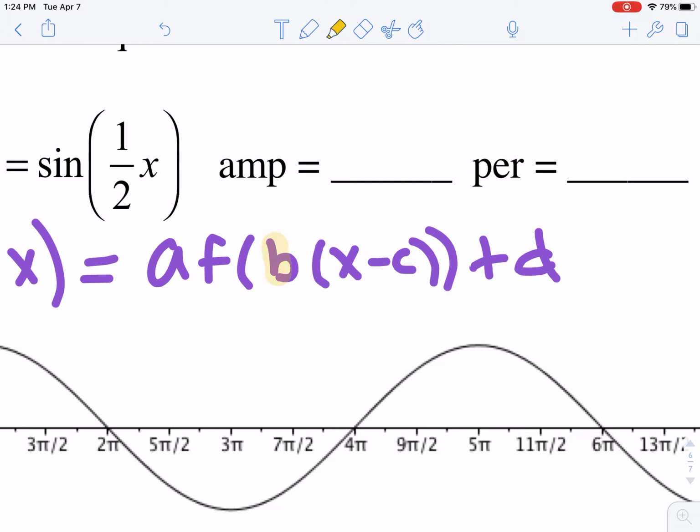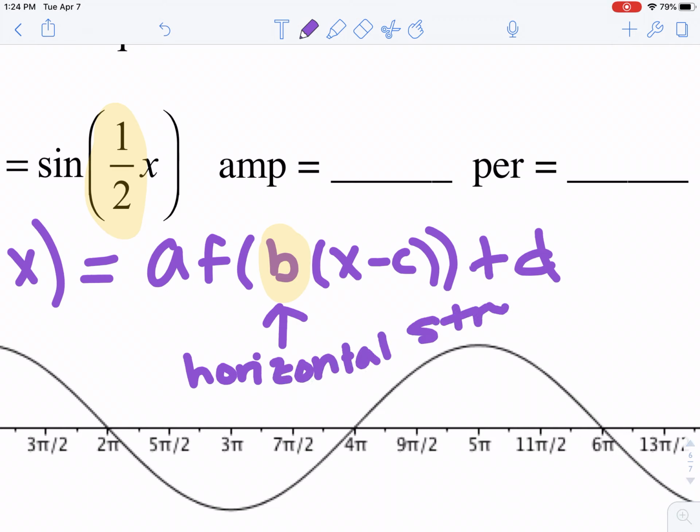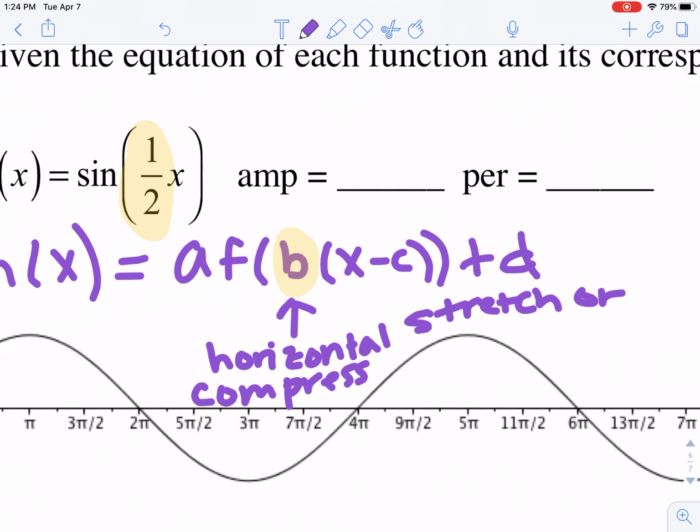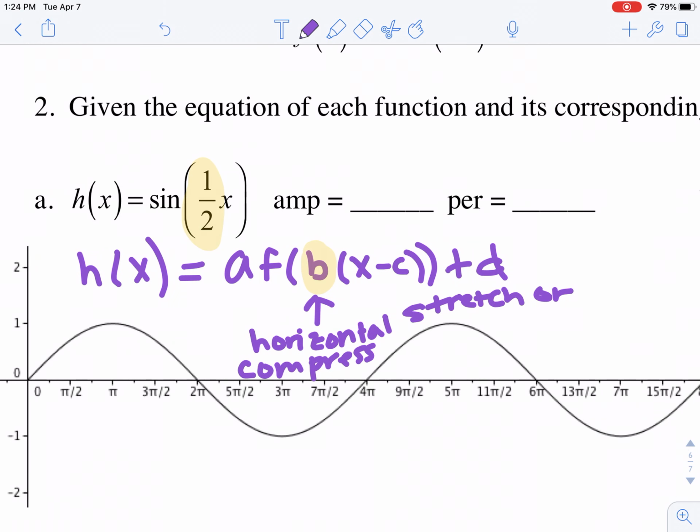So let's think about what this B value, which we see right here, used to do for us. Is it used to either horizontally stretch or compress the function, right? So it used to horizontally stretch or compress the function. Well, it still does that.